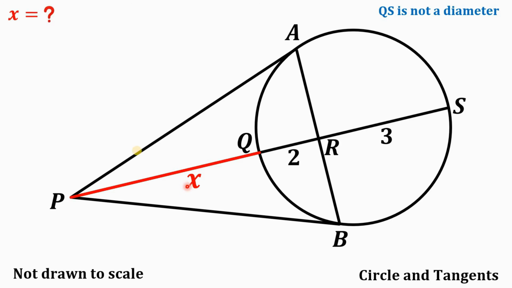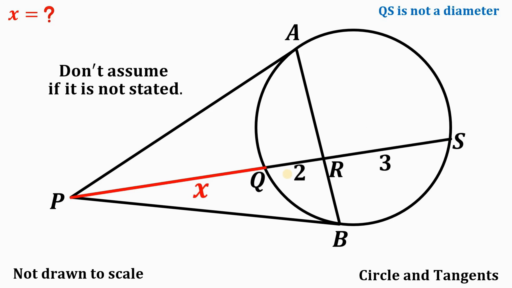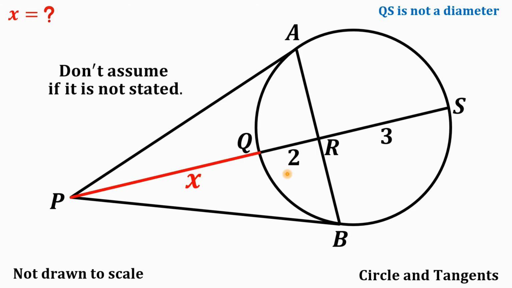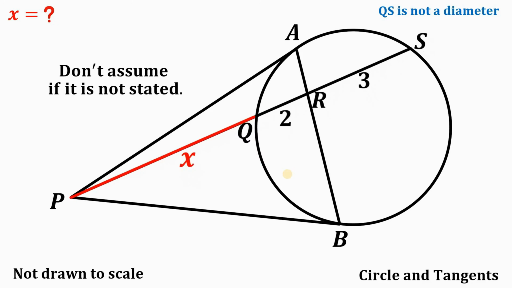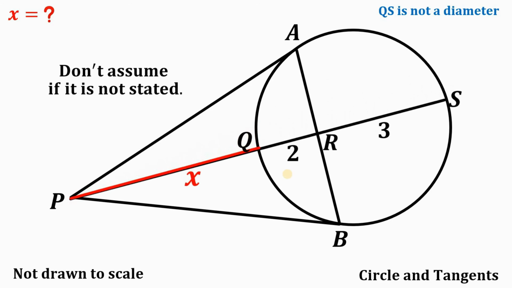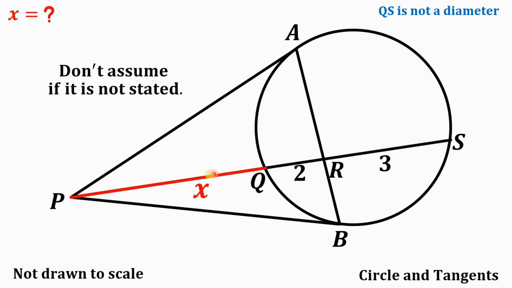But before we begin, take note that in solving geometry problems, don't assume if it's not stated. So we can't assume that this QS is a diameter, because this secant PS can be drawn in this position, but can be in any position in this circle like this. So in order to solve this, what we're going to do is to solve this in the general position of this secant PS. So let's begin in this position.